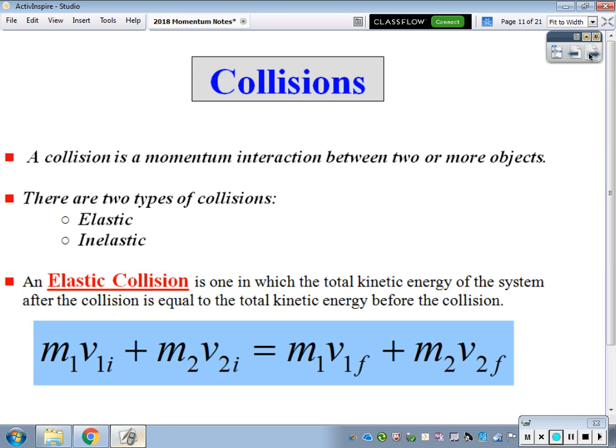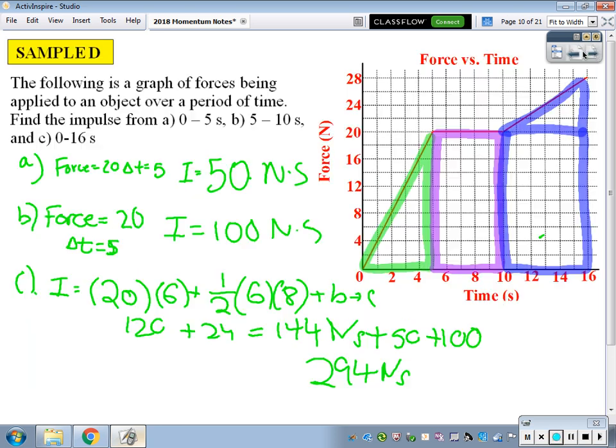Okay? You'll see that we have the equation that's down here below. It looks like a lot of numbers and subscripts, but just understand all it really is, we have 2 objects, and their initial momentum. So m1v1 initial is the initial momentum of one object plus the initial momentum of another object is going to be equal to the sum of the final momentums of those two objects. Okay? And that's all we really have in an elastic collision.